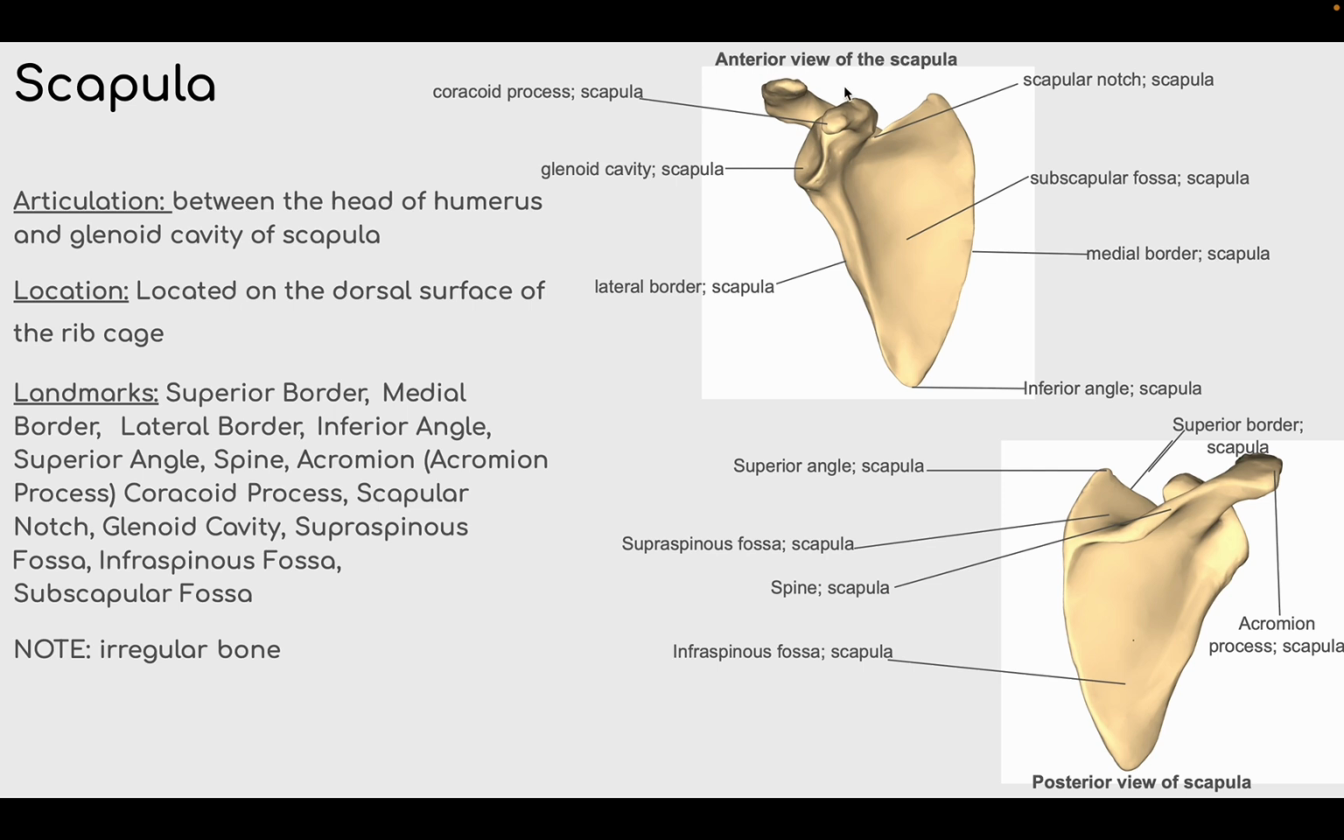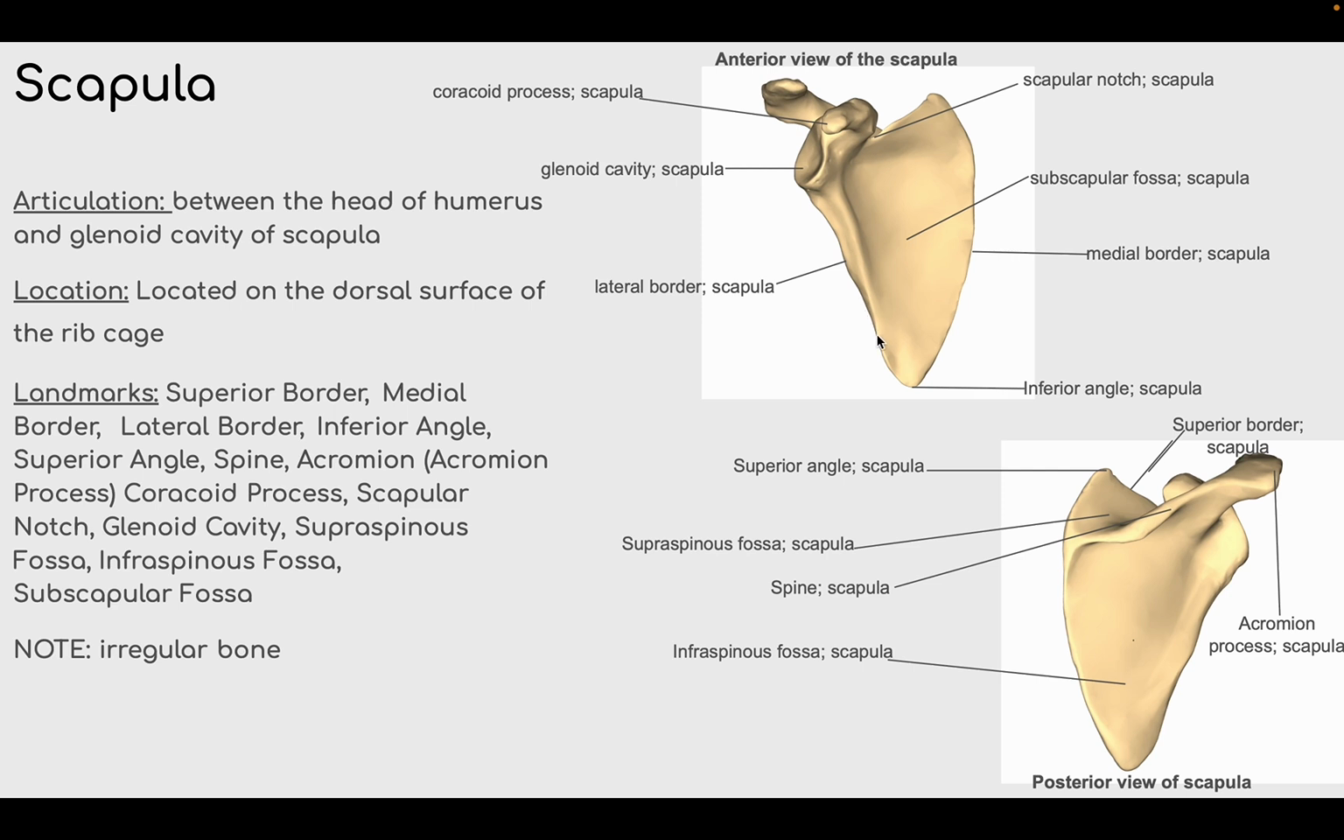Starting off with the landmarks of the anterior view, we have the coracoid process of the scapula. So as not to get confused with the coronoid process of the ulna, I just think that C comes first in the alphabet, then N, and also the scapula is higher than the ulna. Next we have the glenoid cavity. For the glenoid cavity, I just think of a regular cavity that needs to be filled, and this would be filled with the head of the humerus.